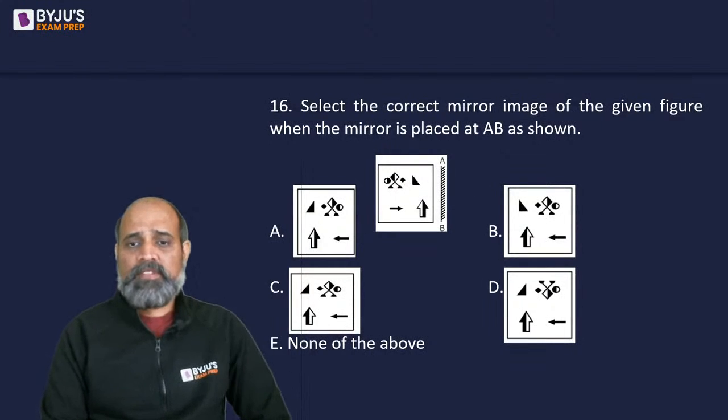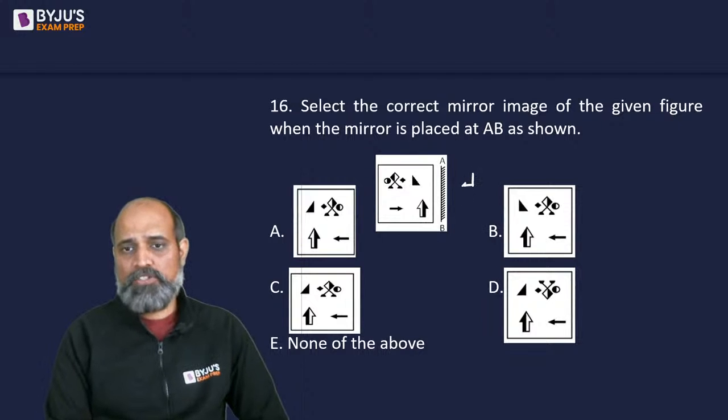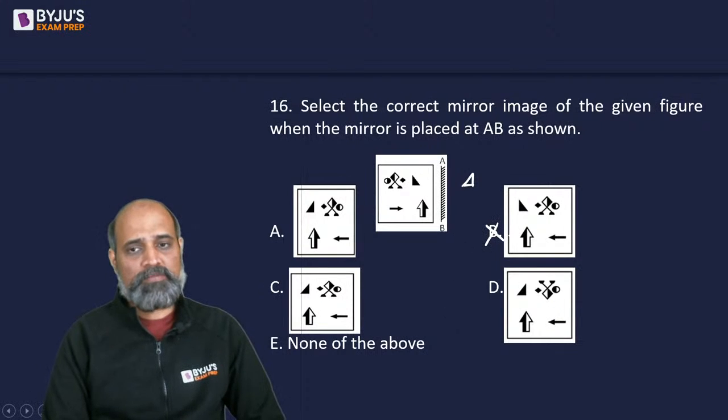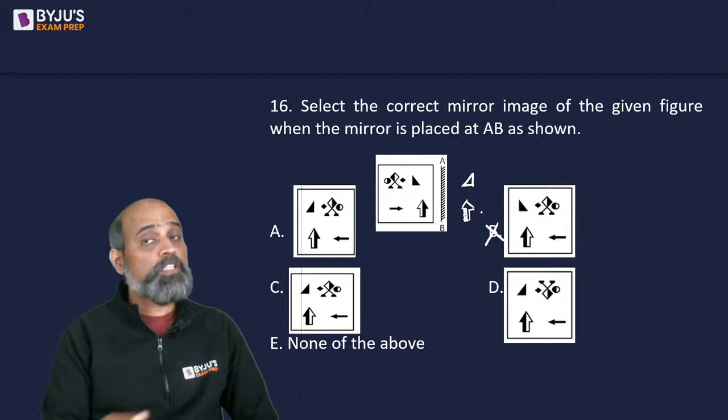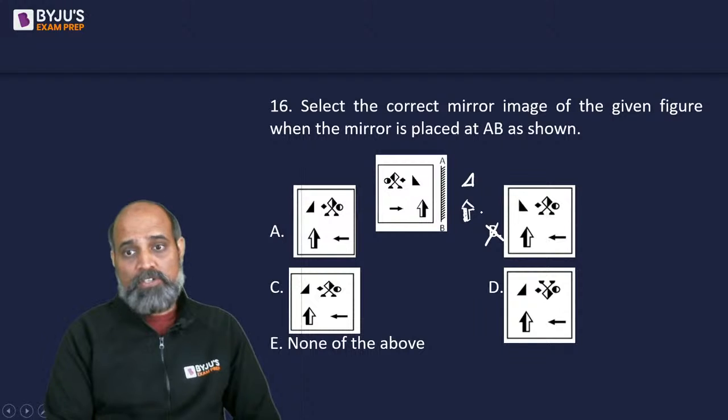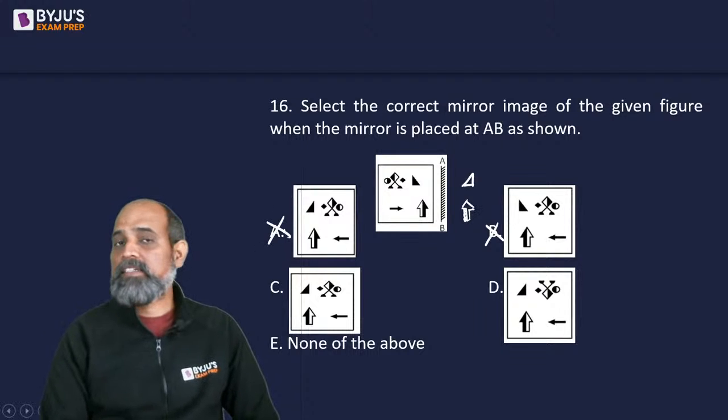Simple, right? If we have a triangle and a mirror image, the triangle should be pointing like this. We don't have that in option B. If you look at the arrow symbol, it is going to be the one closer to the mirror, but the shaded portion is going to be the one towards the mirror. So A doesn't make sense.